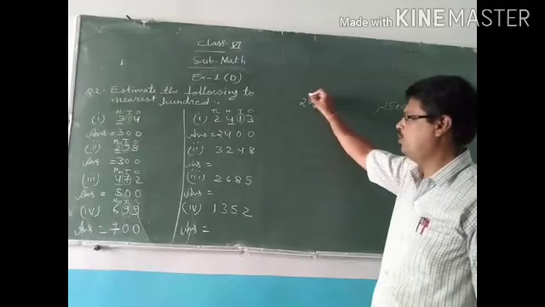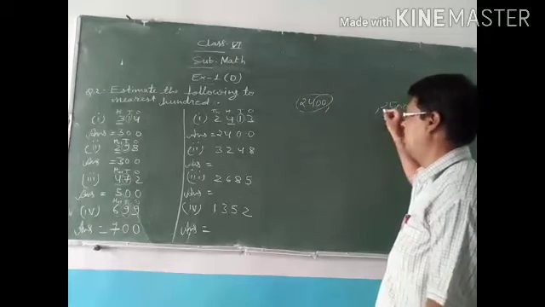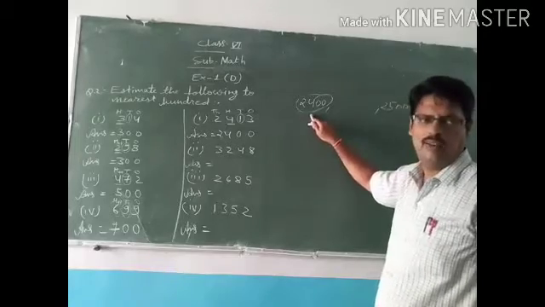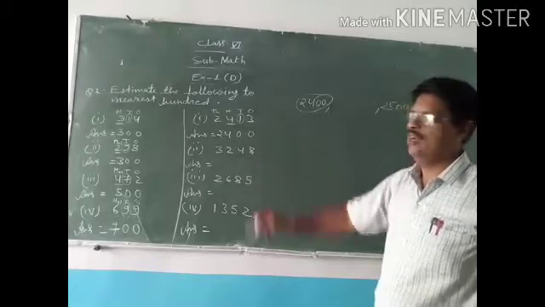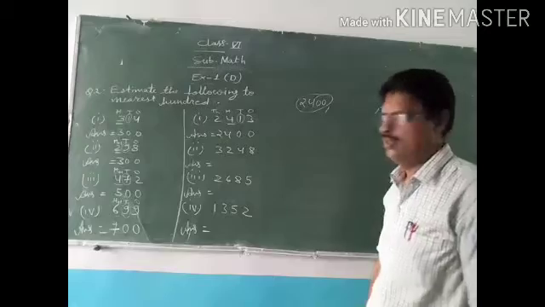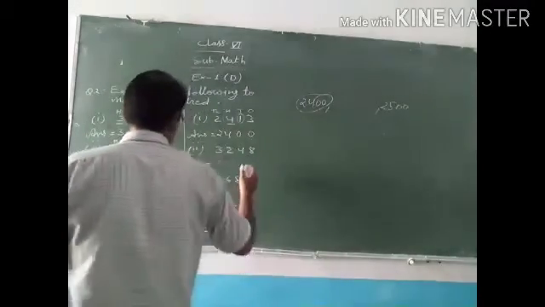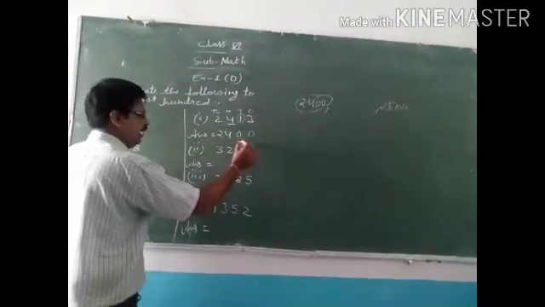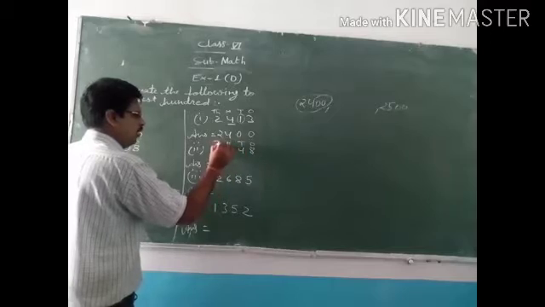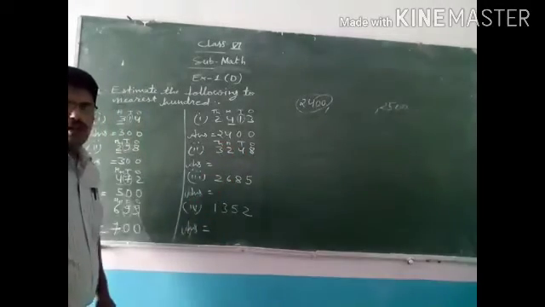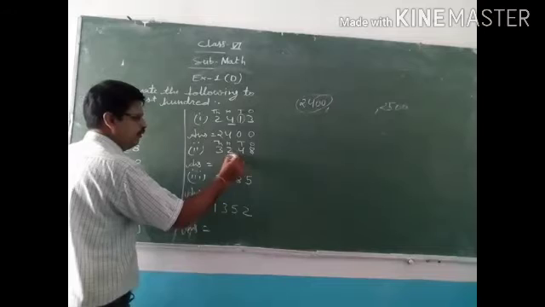It would be nearest to this or this. Naturally it is nearest to 2400. That's why it is 2400. Okay. Now again ones, tens, 100, 1000. Okay. So we have to round off to the nearest 100.